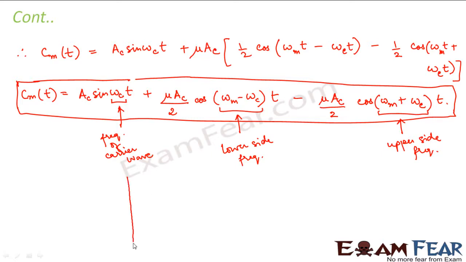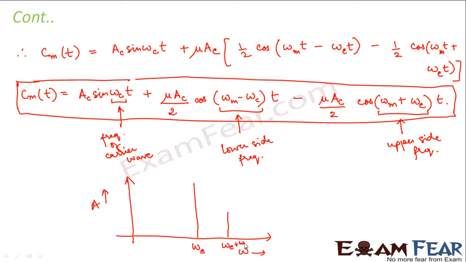So if I try to plot the amplitude with respect to the angular frequency, what do we see? If we take amplitude on the y-axis and angular frequency on the x-axis, it consists of one wave of frequency omega c, some waves of frequency a little more than omega c, that is omega c plus omega m, and some waves with frequency a little less than omega c, that is omega c minus omega m.